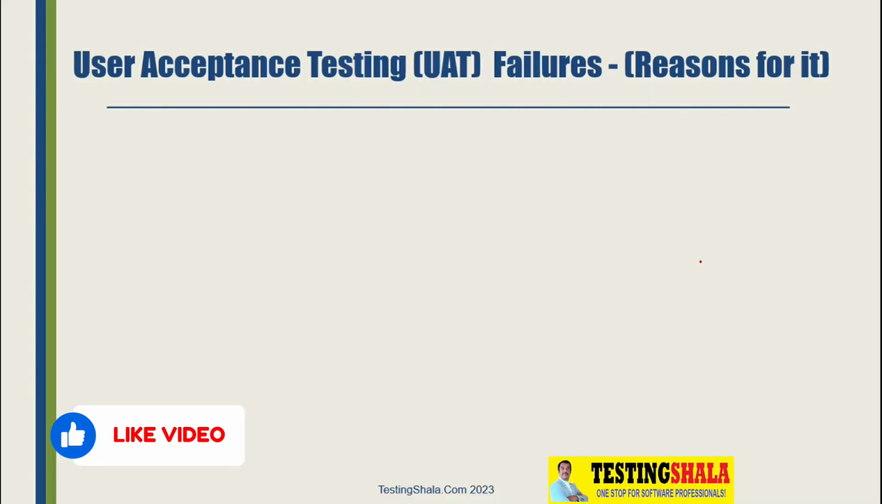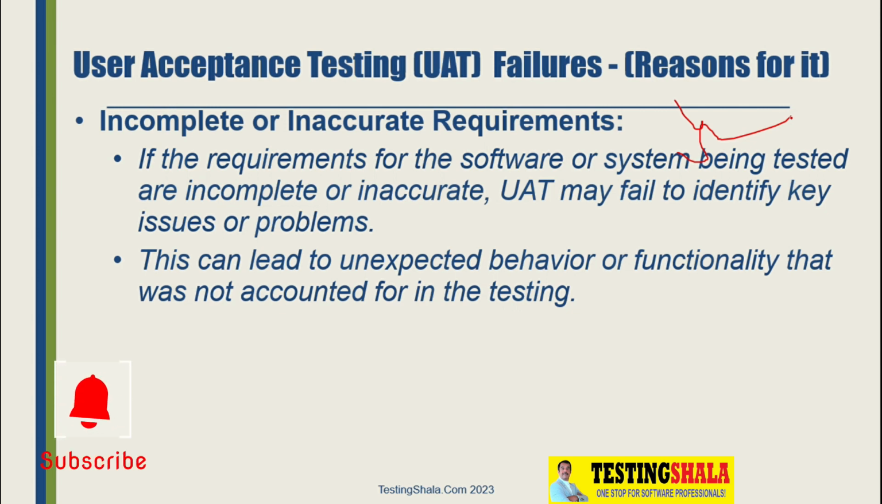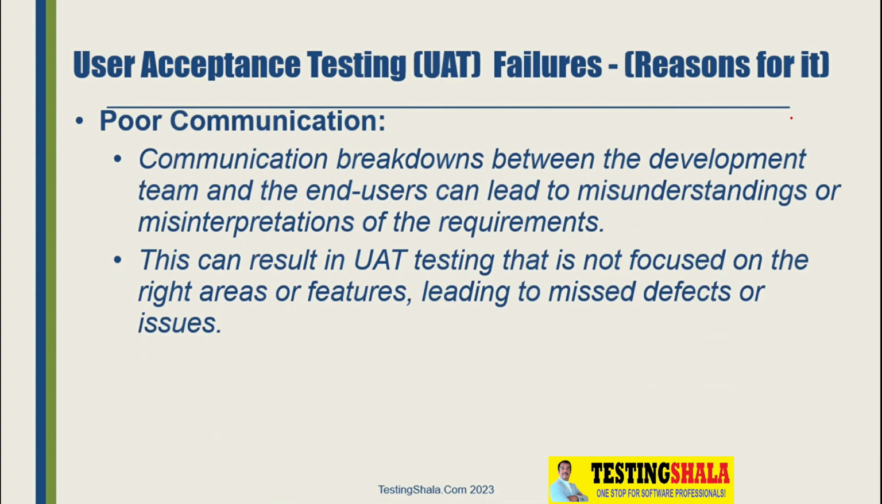The number one reason for user acceptance testing failure could be incomplete or inaccurate requirements. If the requirements for the software or system are incomplete or inaccurate, definitely your UAT will fail, because we cannot identify key issues or problems when the requirements or user stories are incorrect or incomplete. We cannot put the right expected results or expected outcome into our test cases, so your UAT could fail if the requirements are not up to the mark. And the second reason would be poor communication.